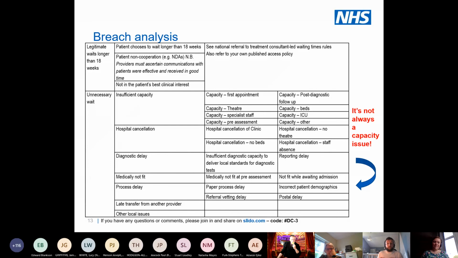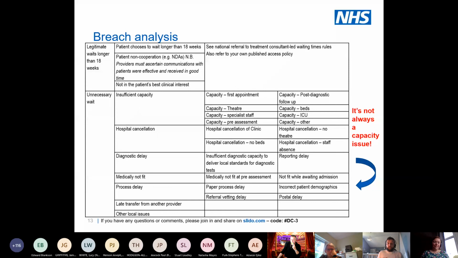So is it that your hospital cancellations are too high? Diagnostic delays. I know that we talked about diagnostic capacity, but are there problems there? The medically not fit, the pre-assessments, are these affecting your breaches? Are there processing delays? Are there late transfers from other providers, other local issues? You know, it's a whole range of reasons why patients might be breaching that RTT standard. It's not always a capacity issue.